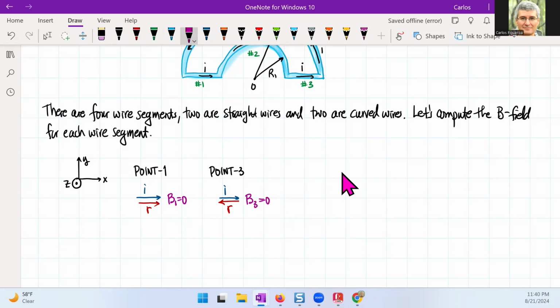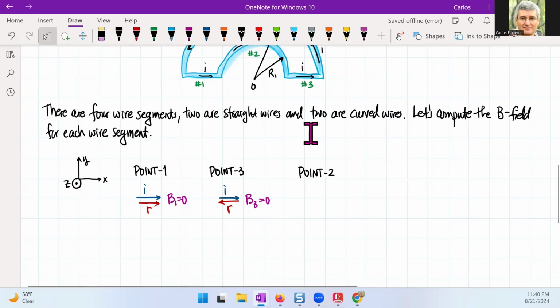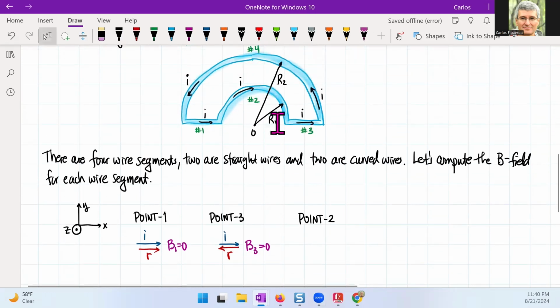Now let's look at point 2. Now we're going to look at the curved parts. Well, when you look at 2, note that this is a smaller loop compared to the bigger loop. So if I'm closer to O, the magnetic field has to be stronger. If I'm at the wire segment 4, that magnetic field has to be weaker because it's farther away.